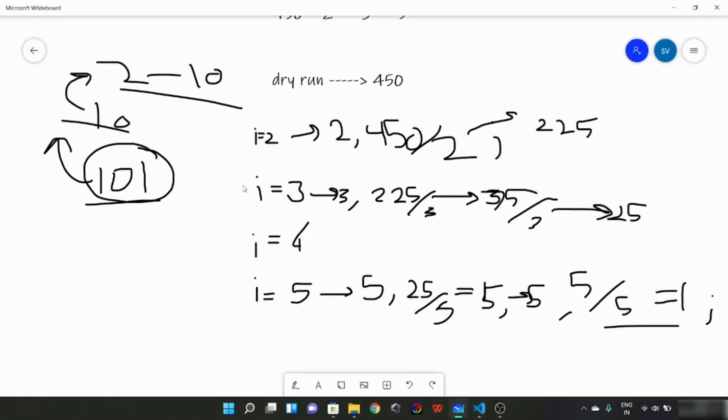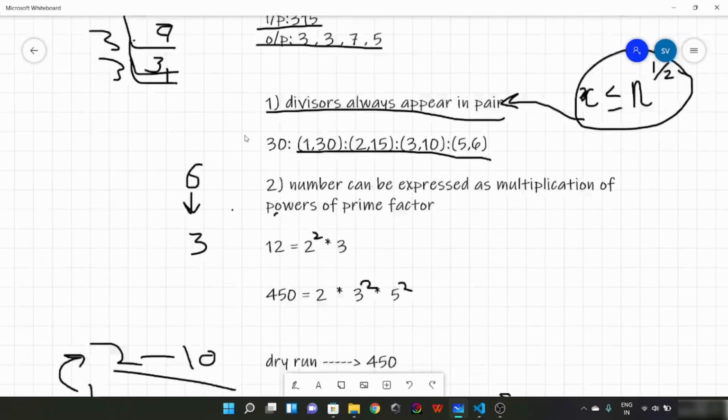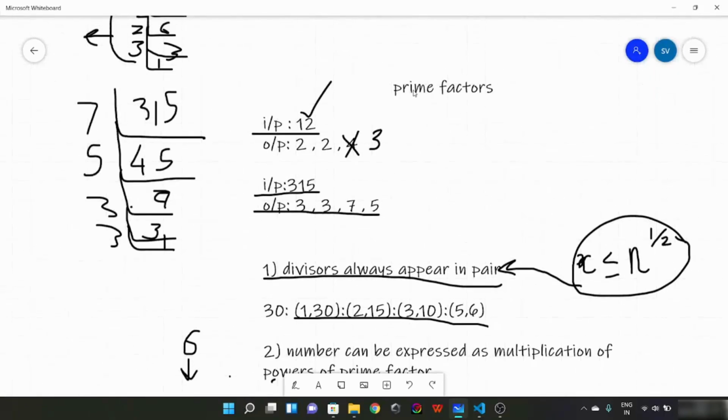So I hope you got it clear what prime factors are and how to find the prime factors of a number through a program. All right. So I'll end this lecture for today and see you next time.